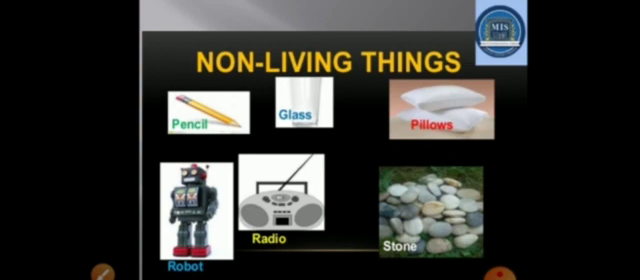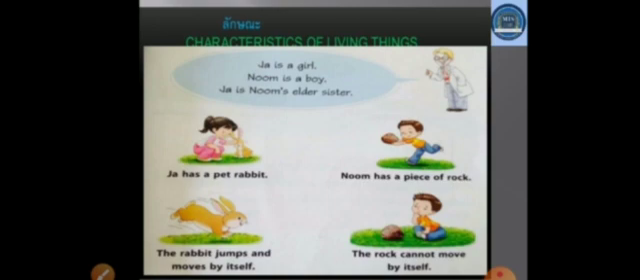Now, to make the concept more clear, let us discuss a story. Ja and Noom are siblings. Ja is a girl and Noom is a boy. Ja has a pet rabbit and Noom has a piece of rock. Ja's rabbit jumps and moves. It runs very fast. But what about the piece of rock that Noom has? It doesn't move.